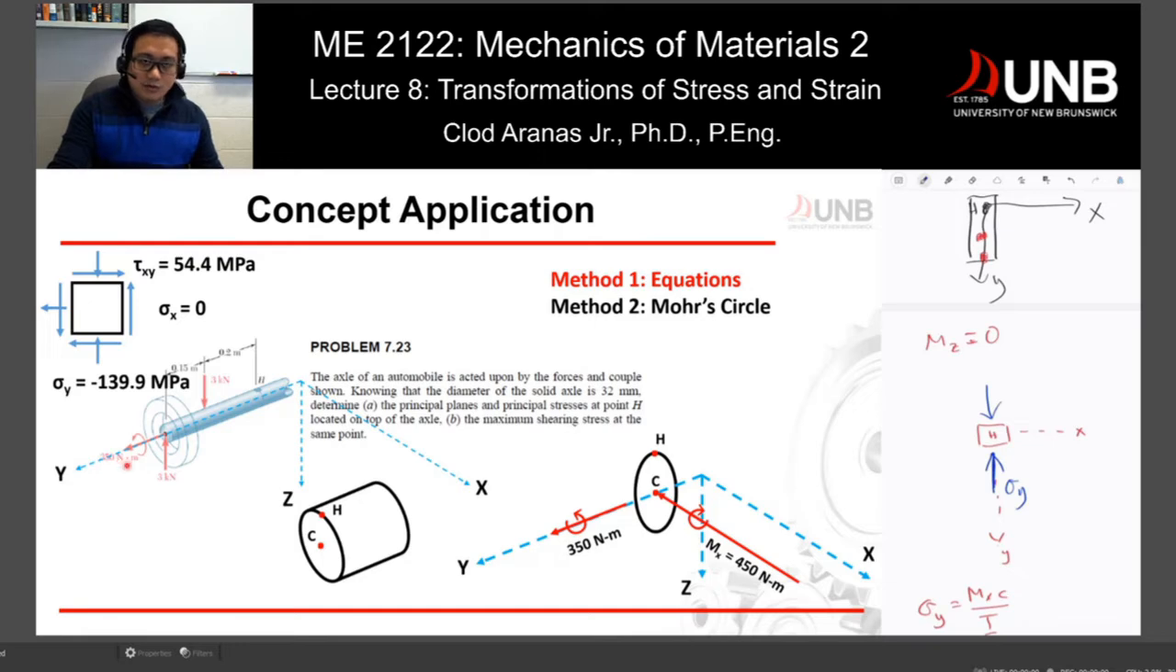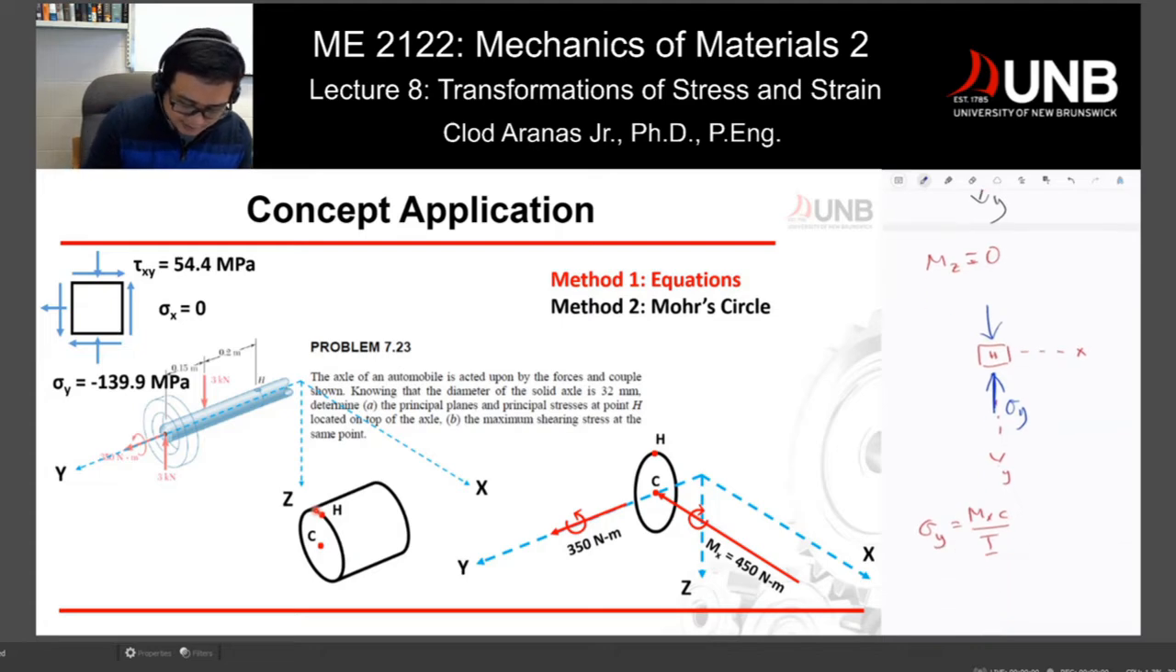Now, how about for the torque? It's given here, 350 Newton meters. Now, if you are sitting along the axis of Y, you would see that your torque is rotating counterclockwise. So if you project the y-axis here, it's rotating counterclockwise, which means if you are looking from the top view right here, it's producing a stress similar to this one.